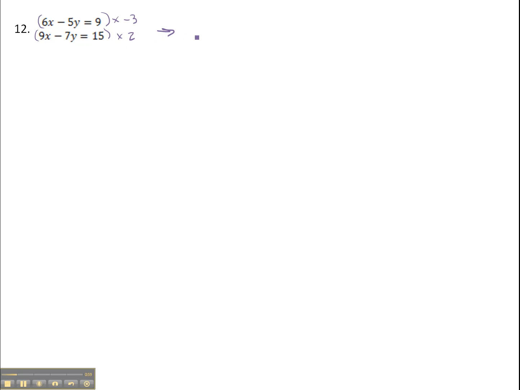So when I do that, my two new equations are negative 18x plus 15y equals negative 27. And on the second one, I'd have 18x minus 14y equals 30.